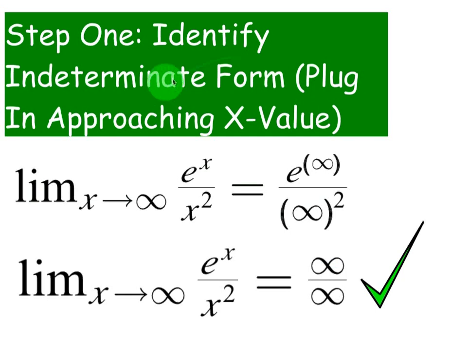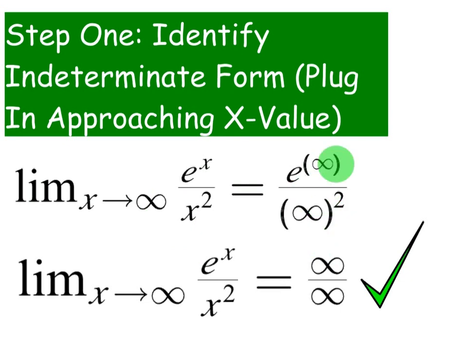So we're going to identify the indeterminate form by plugging in this approaching x value. In this case, we'll be plugging in infinity. If you're confused about plugging in numbers for limits, go back and look at that lesson for evaluating limits by plugging in. Also, you might want to look at the lesson for evaluating infinite limits.